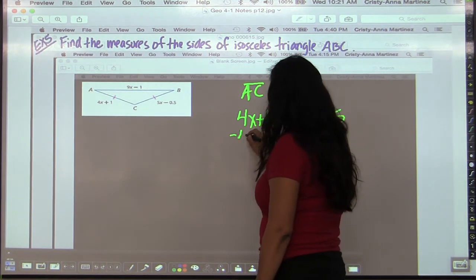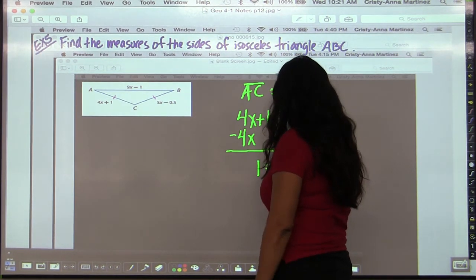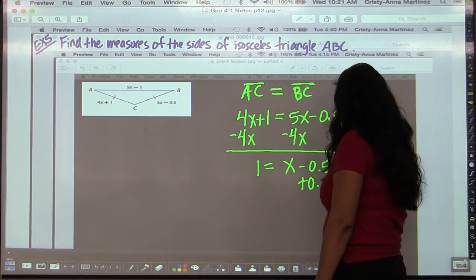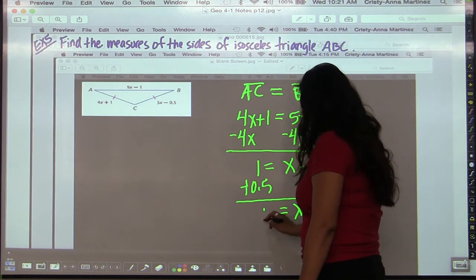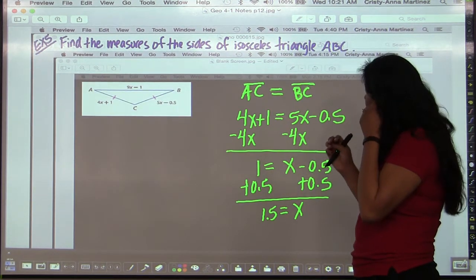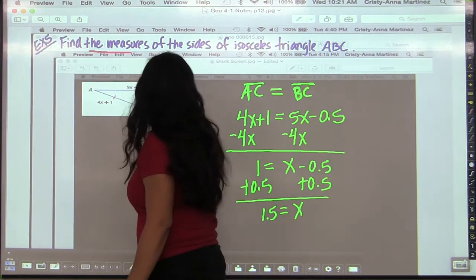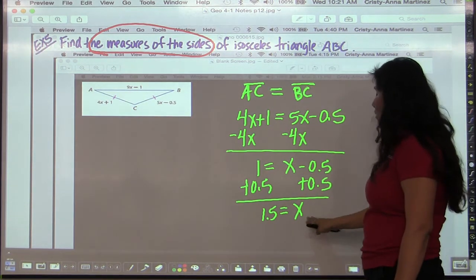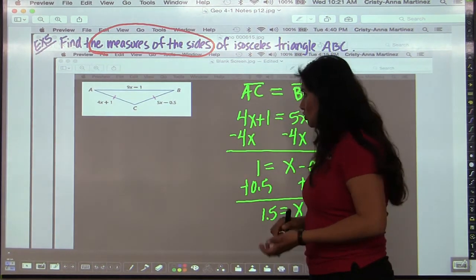So we're going to move these 4x's to this side. And when we do that, we're going to get 1 equals 5 minus 4 is 1x minus 0.5. Then we're going to add the 0.5 to the other side. And we get that x equals 1.5. But it doesn't actually say find x. It tells us to find the measures of the sides. Okay? So make sure that you're answering the question. It wants the measures of the sides. So I have to know what x is, but at this point I need to plug x into all 3 of those to get the actual measure of each side.